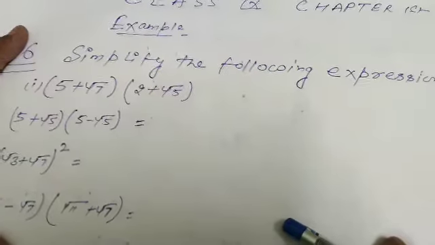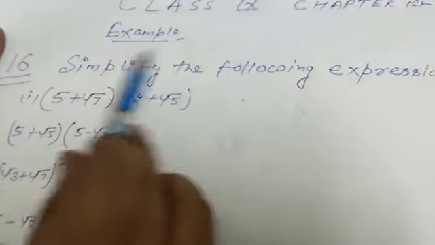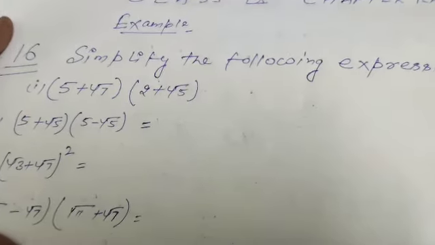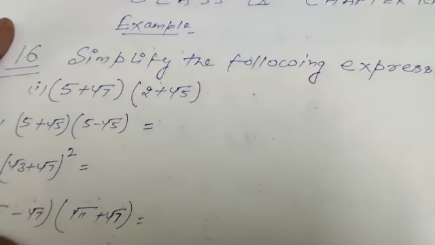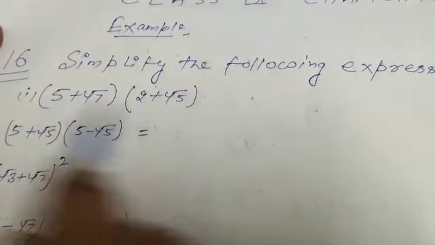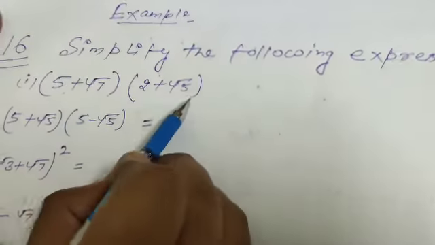Class 9th, chapter 1st, example number 16. It is from the NCERT book, chapter 1st, example number 16, class 9. The question given is: simplify the following expression. We have to simplify this equation. This is 5 plus root 7 and this is 2 plus root 5.